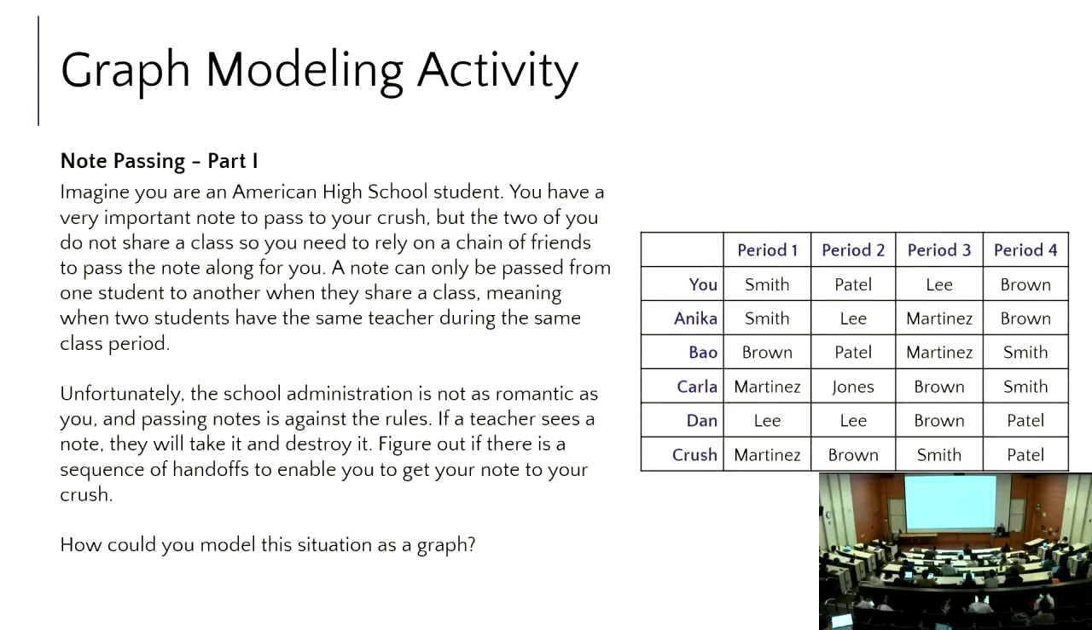Okay, here's how it works. Imagine you are an American high school student and you have a very important note to pass to your crush. But the two of you do not share a class, so you need to rely on a chain of friends to pass the note along for you. A note can only be passed from one student to the other if they are in the same class, so when two students have the same teacher during the same class period. For example, you can see your period 1 is with Mr. Smith, so you are in class with Anika. That's how that kind of works.